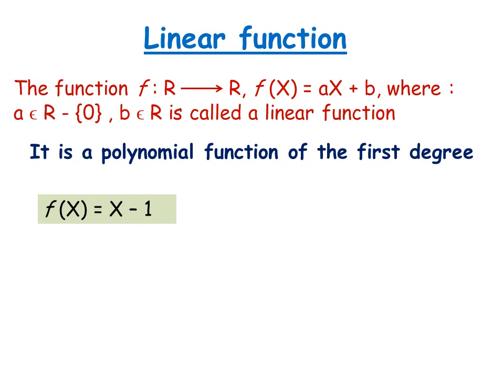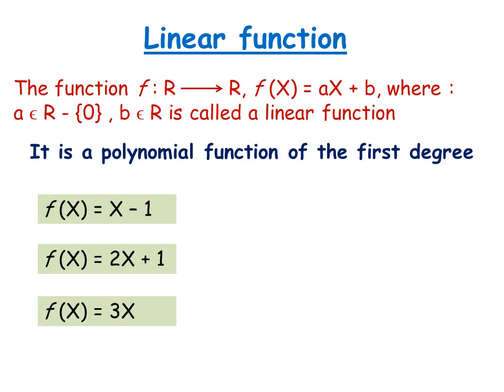Like that, f(x) = x - 1. This is a function of the first degree, so I can call it linear function. Also, 2x + 1 is a polynomial function of first degree, so it's also a linear function. And also, f(x) = 3x is a polynomial function of the first degree. So all these three functions are polynomial functions of the first degree, so I can call them linear functions.